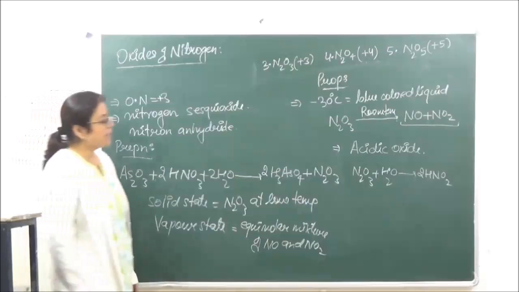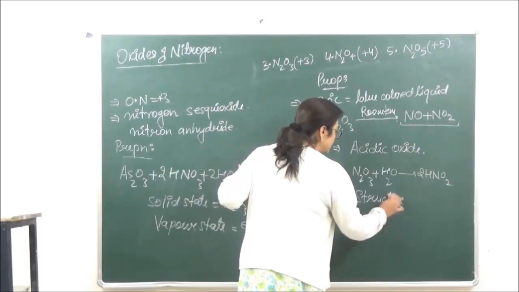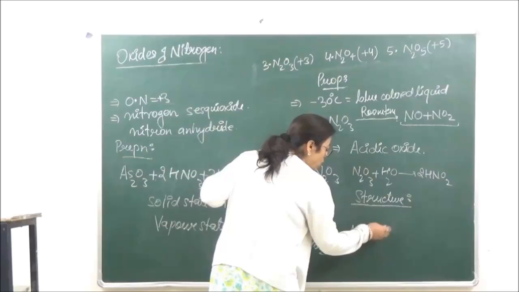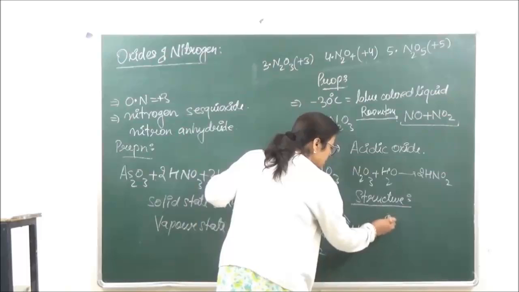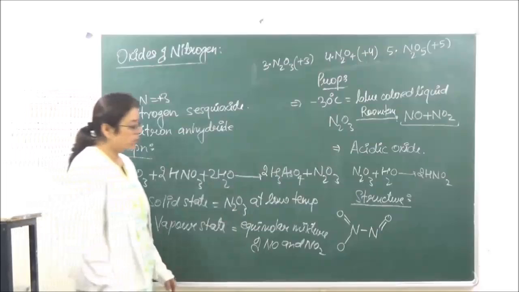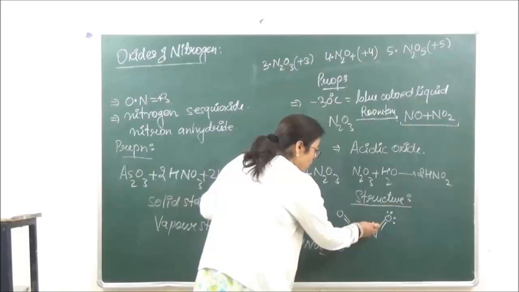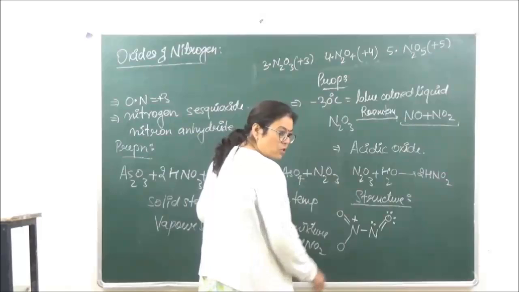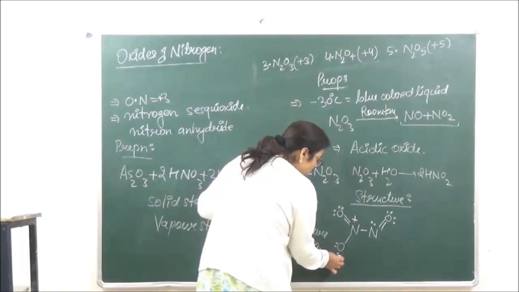Structure iska kya hai? When we look at the structure, it is going to be a resonant hybrid of the following structures. So we have N2O3. Okay, ab isme we have 4 electrons over here, 1 lone pair of electrons over here. Iske upar koi bhi electron nahi hai, so this will get a positive charge. Yahan pe 4 electrons ho gaye, and this is going to have 6 electrons.